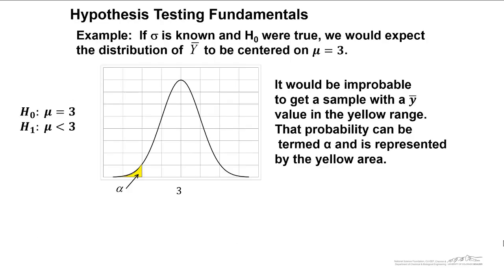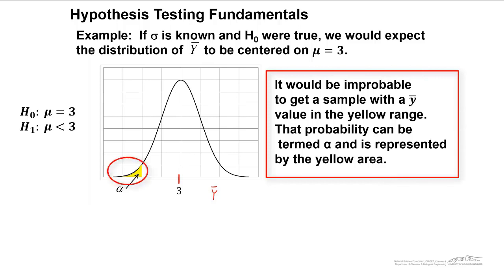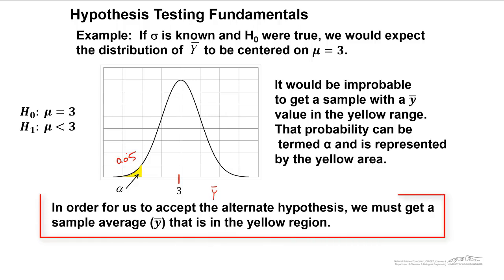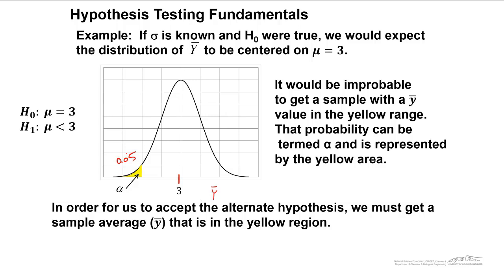If we plotted our sampling distribution, our random variable is y, so if we plotted y bar centered on mu equals 3, this is what the sampling distribution would look like. It would be improbable to get a sample with the y bar value in the yellow range, and we call that alpha the risk level. For example, alpha could be 0.05. If the true mean of ride time is 3, it would be rare that we get an average of ride times somewhere down in this yellow region. In order for us to accept the alternate hypothesis, we have to get a sample average that is down in the yellow region. And if we were to get a sample average down in that region, we would accept the alternate hypothesis and reject the null hypothesis.